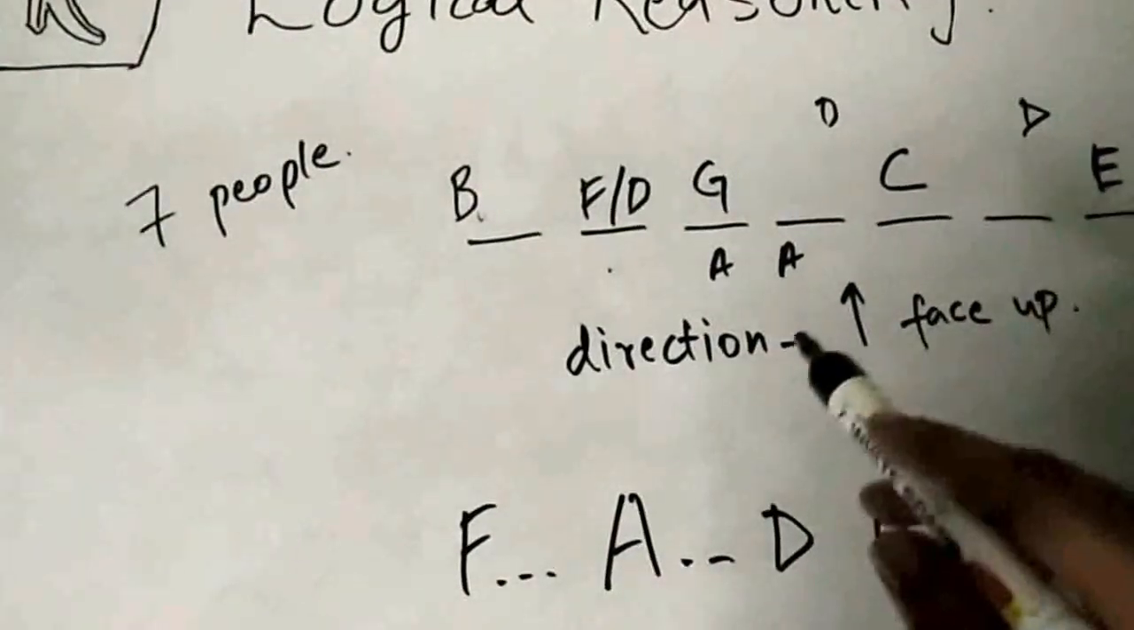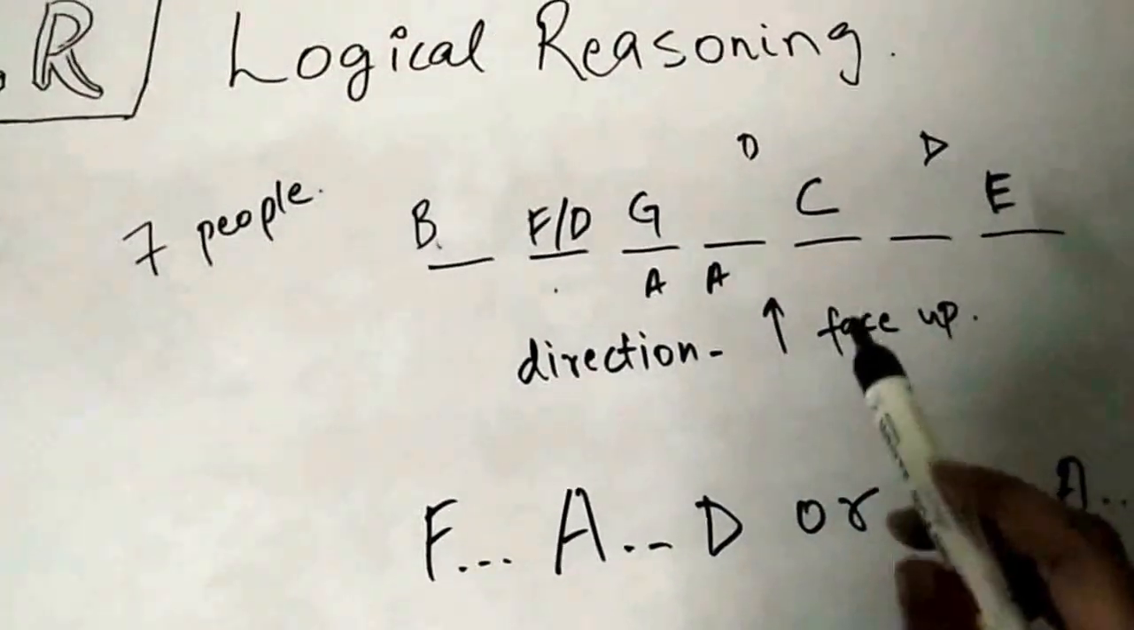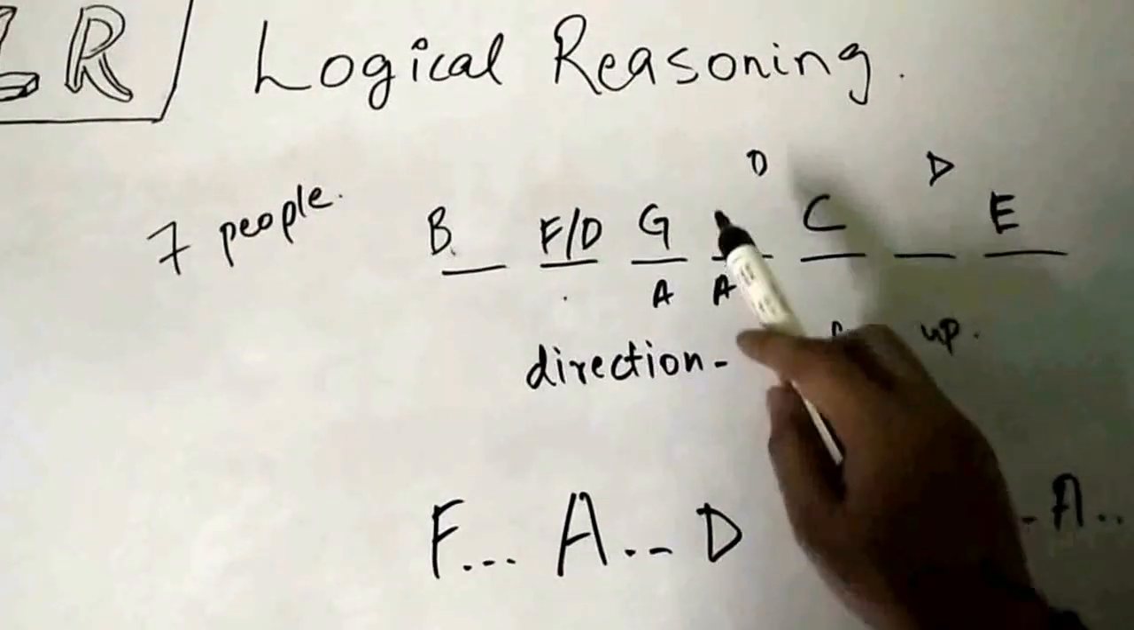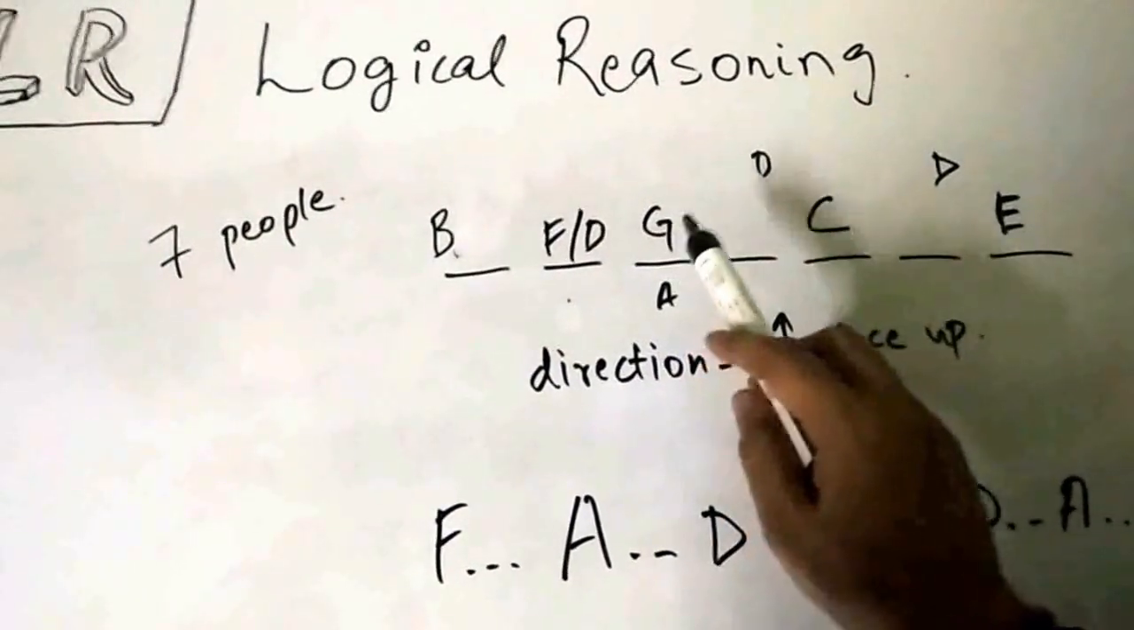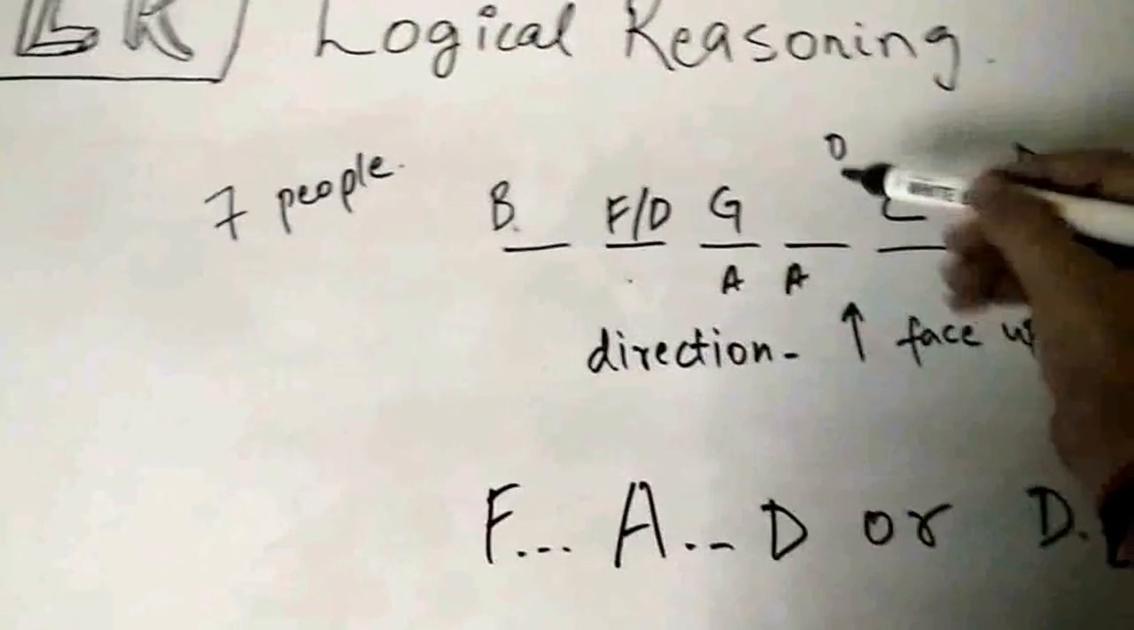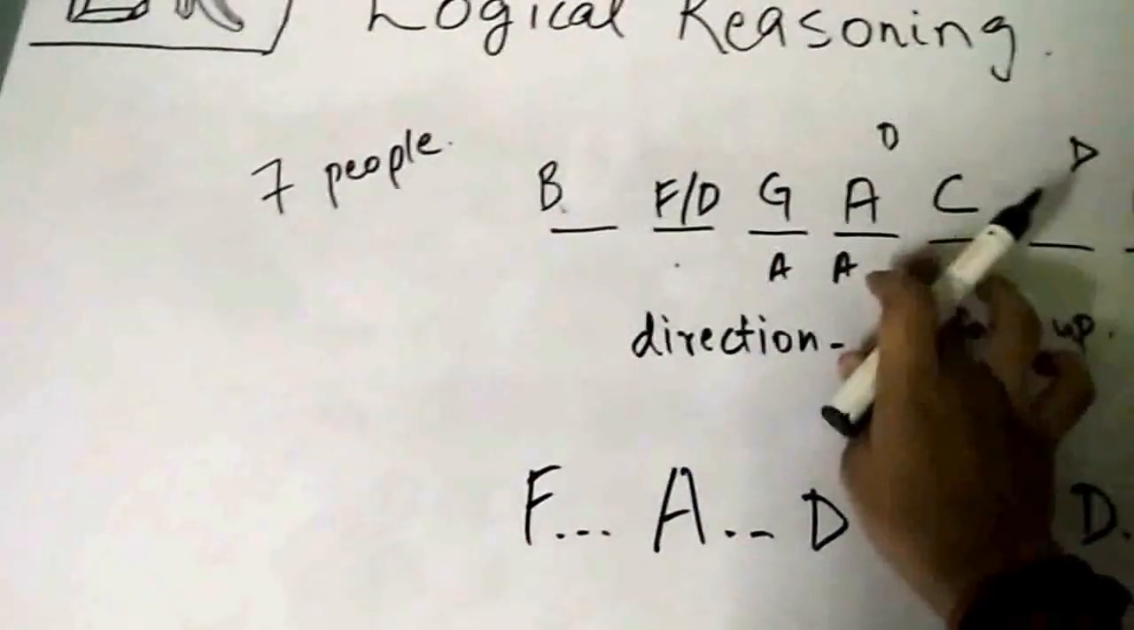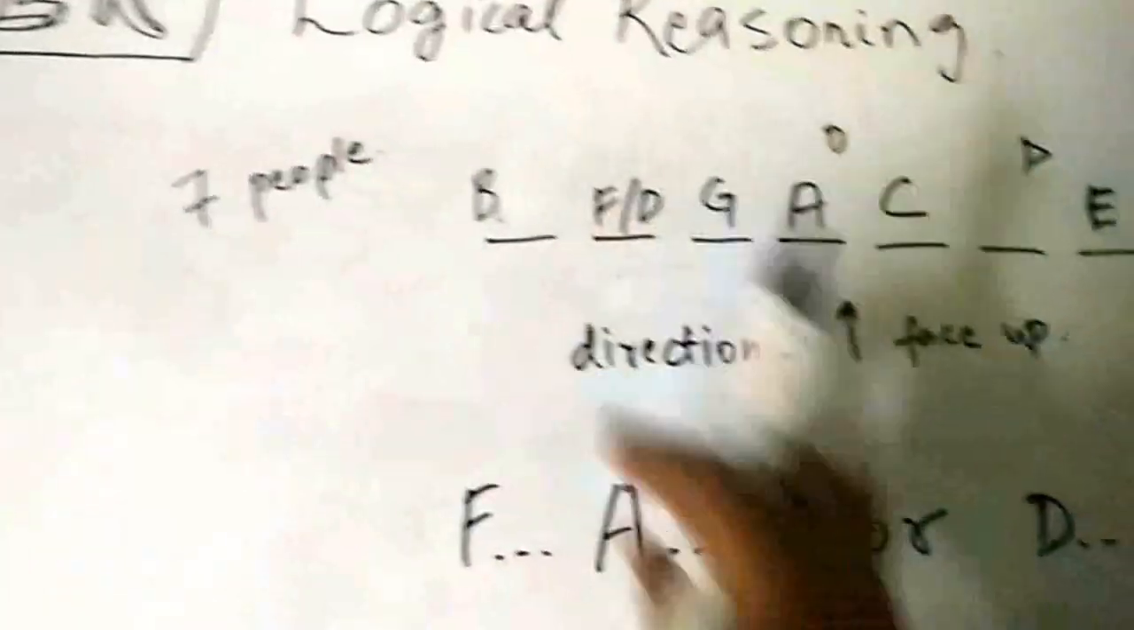Right. Now also with this we are confirmed with the position of A, because if A cannot sit here, he has only one place left. So we can write A here, and we are clear of where A will sit.